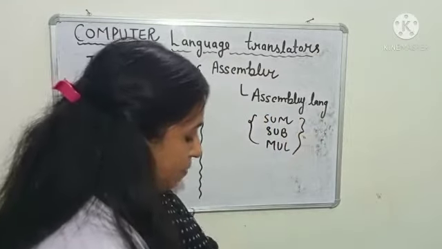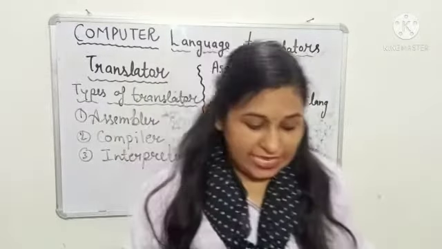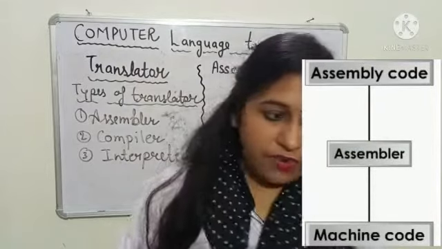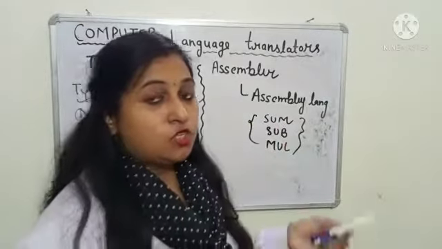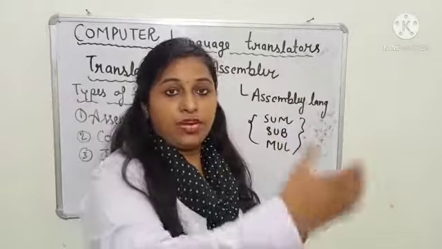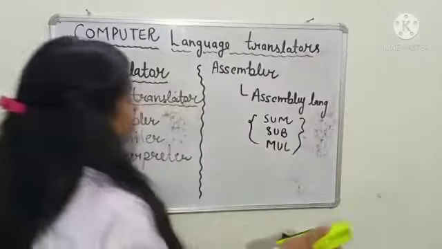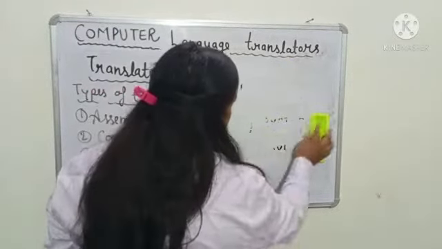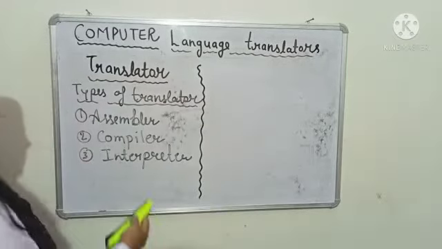So assembly language uses mnemonic codes, and that language cannot be understood by the computer. So for converting assembly language to machine language, we will require an assembler. Assembler converts assembly language into machine code. And the second is compiler, which is very important. Second is compiler and interpreter.